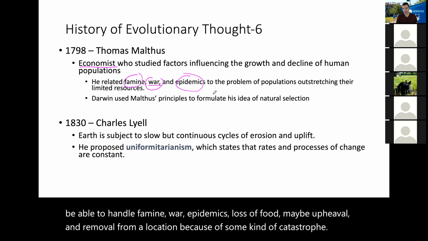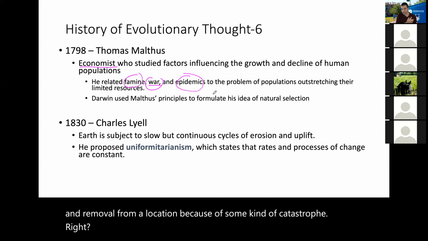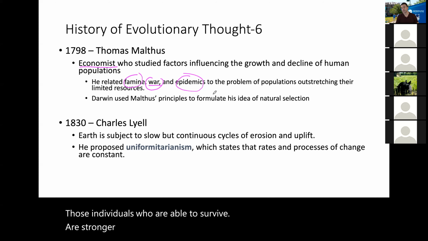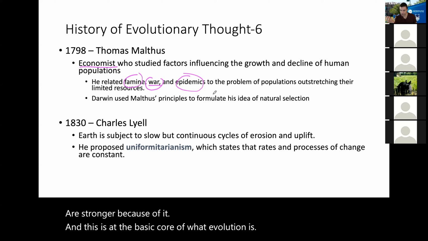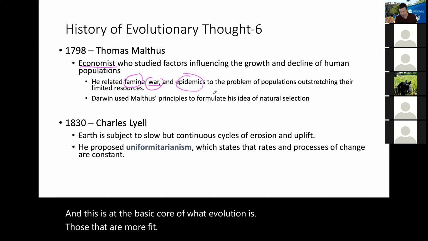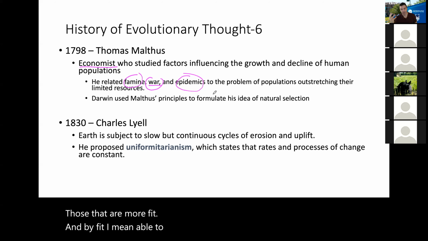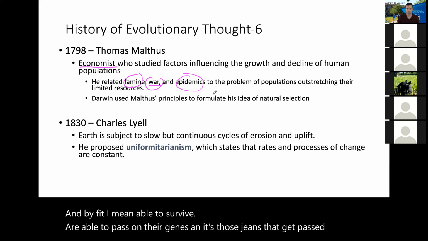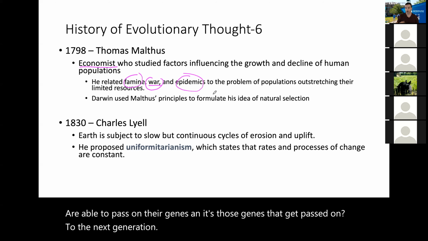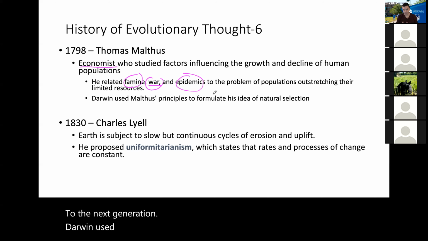All right. Those individuals who are able to survive are stronger because of it. And this is at the basic core of what evolution is. Those that are more fit, and by fit, I mean able to survive, are able to pass on their genes, and it's those genes that get passed on to the next generation. Darwin used Malthus's concept of economical factors. He incorporated that into his theory of evolution, and it's one of the core principles.